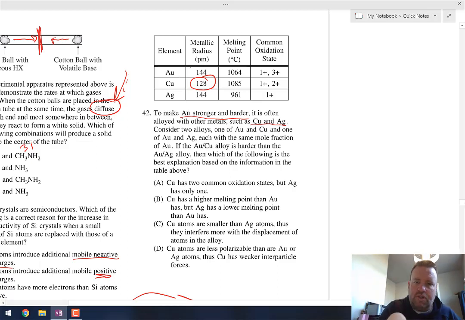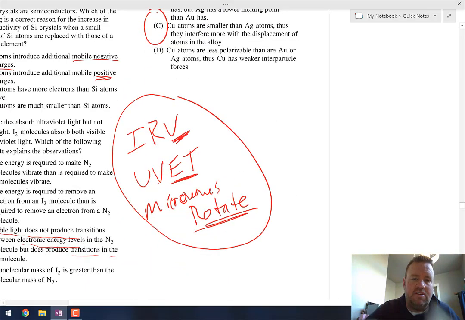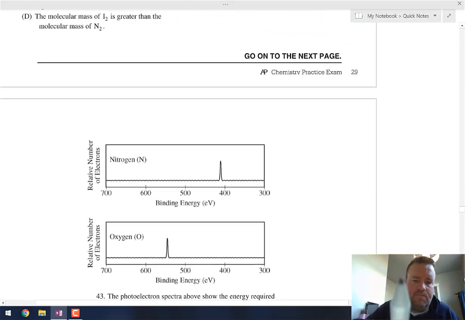Okay, notice that gold and silver are roughly the exact same size. So that means it's harder to make the silver one fit in there because it's the exact same size as gold. Whereas because copper is smaller, copper can fit into that space better than a silver one could. Again, that's one of those random ones. If you happen to remember that, great. If you don't, not the end of the world. But the correct answer is C.